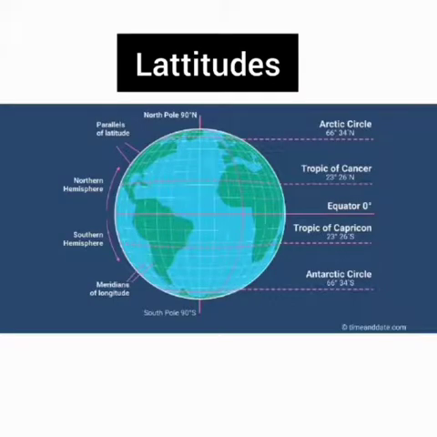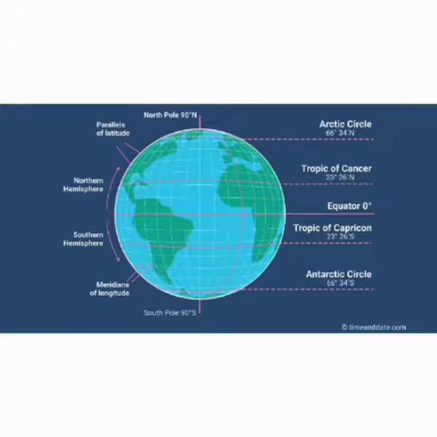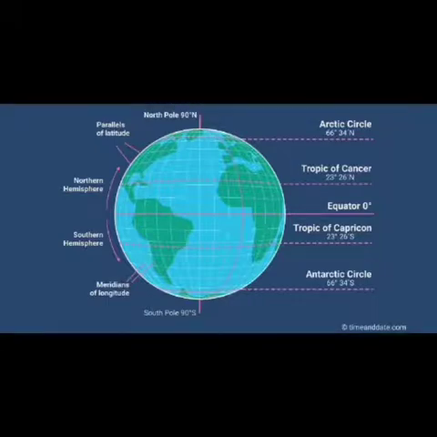Hello children, now we will learn about globe in detail. When we look at the globe, we see a number of lines on it. These lines are imaginary lines which do not actually exist on the surface of the earth. We draw such lines on a globe to make it easier to locate a place.